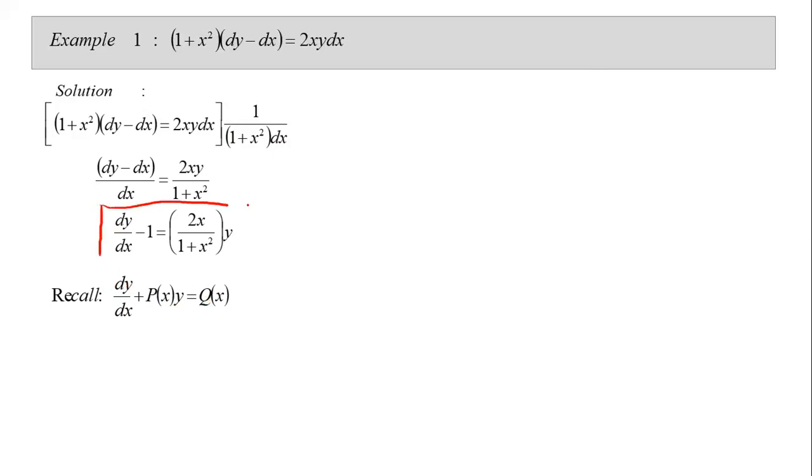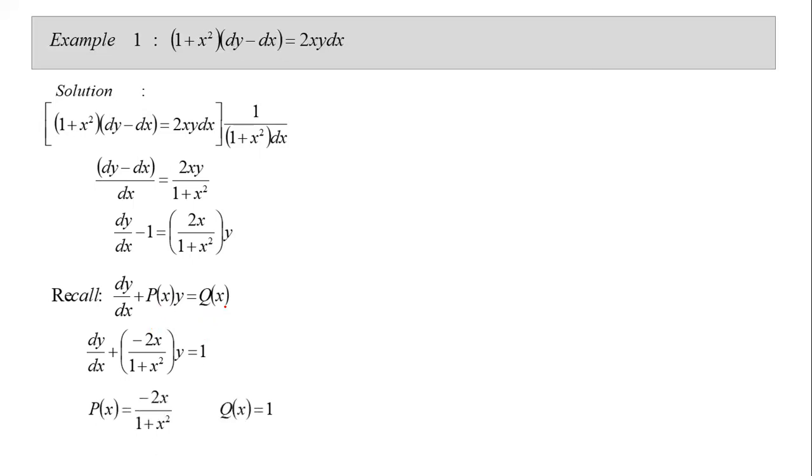So we will rewrite this in that form, and that gives us dy/dx plus negative 2x all over 1 plus x squared times y equals 1. You can now see that p of x is represented by negative 2x all over 1 plus x squared, and q of x is represented by 1. This gives us an integrating factor of the form e raised to the integral of p of x dx, that's negative 2x all over 1 plus x squared.